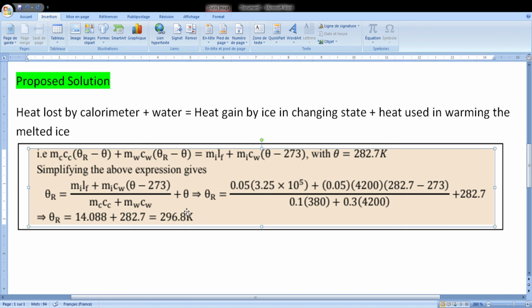Let me know what you think about this question. Try it, make theta R the subject of the formula and leave your comment.